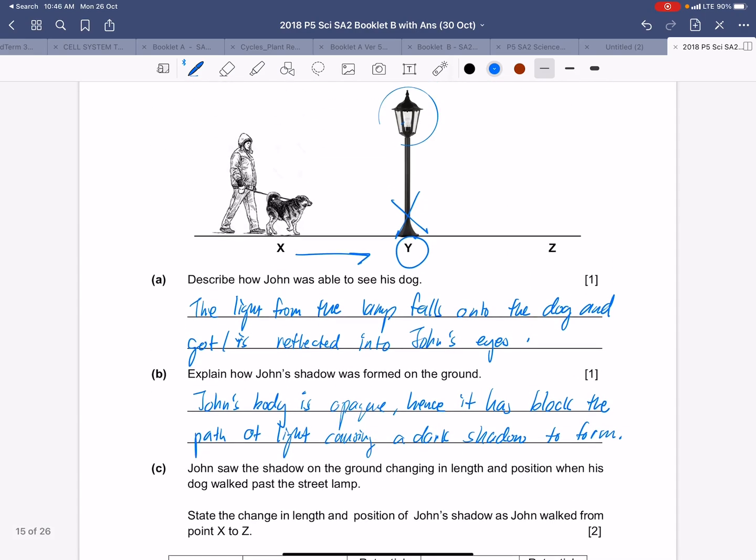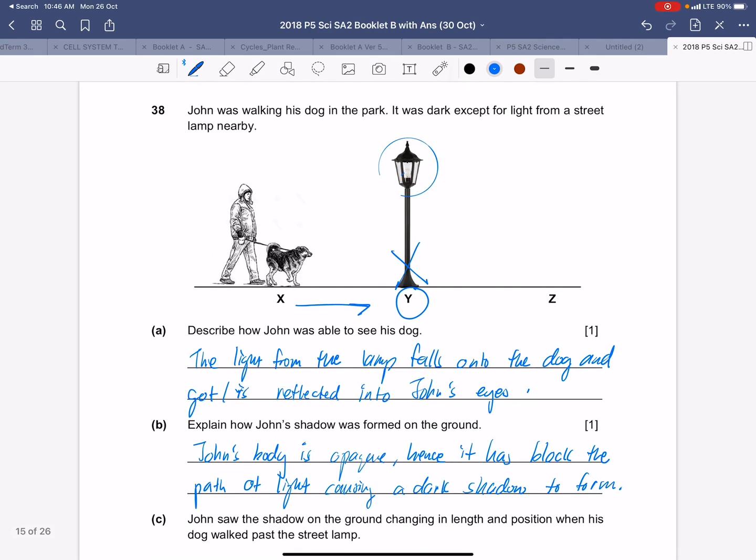Okay? Now, why is it behind John? Because as he walks from here, so if John is here, the shadow is from this direction and his shadow will be here. So as he walks from this point to this point, it will get shorter because it's closer to Y. So Y will be the shortest. So it's longest over here, and then as he walks, it actually decreases in length. Alright, and it's cast behind him.